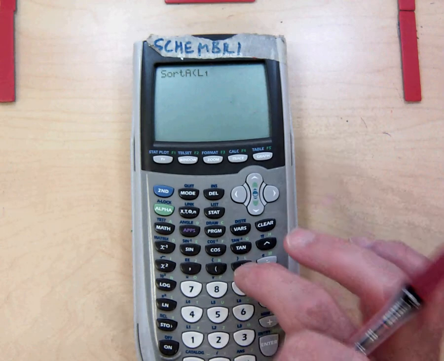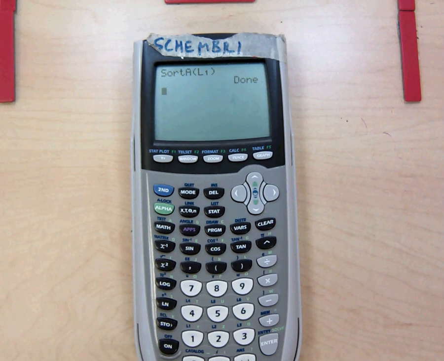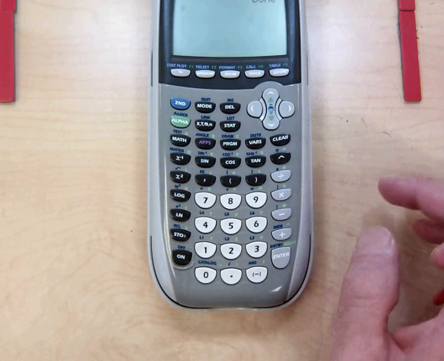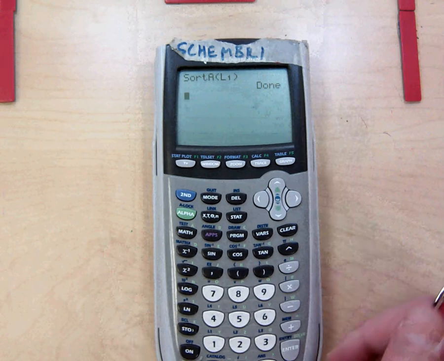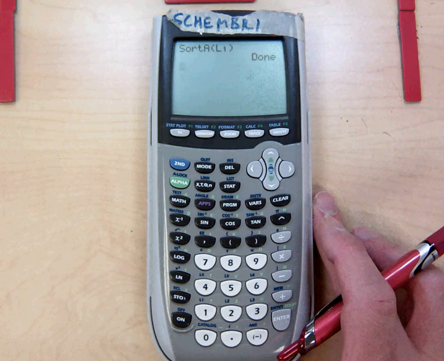Okay, and then you just close it out. Close out the parenthesis. Okay, and when you hit enter, it'll say what? Done. Are you following me? If it says error, then you probably don't have a list there, or you probably did something else wrong. You should not be getting an error there if you typed in exactly what I did, hitting second number 1 to get the L1. Anyone get an error? Who got an error? Okay.